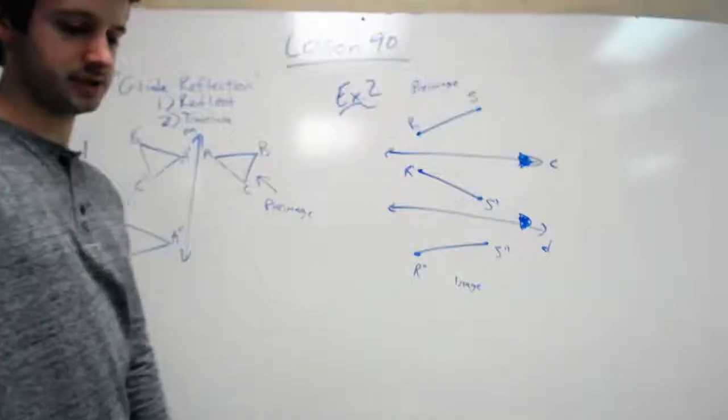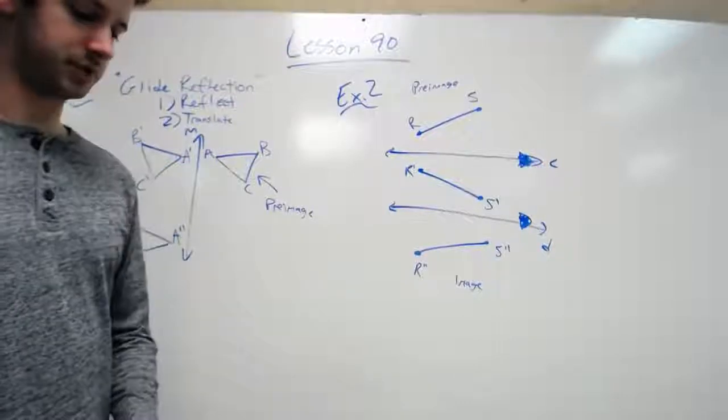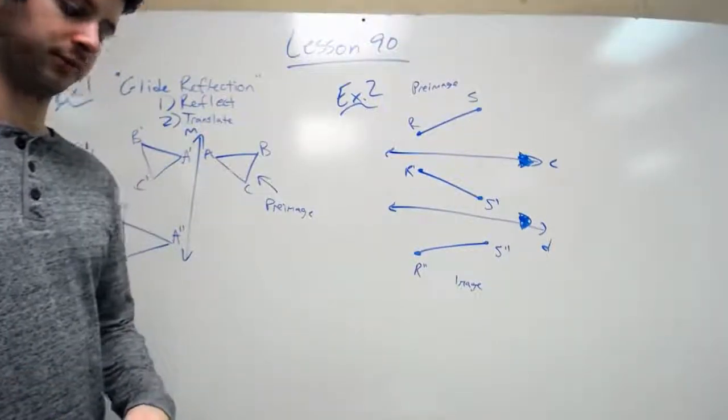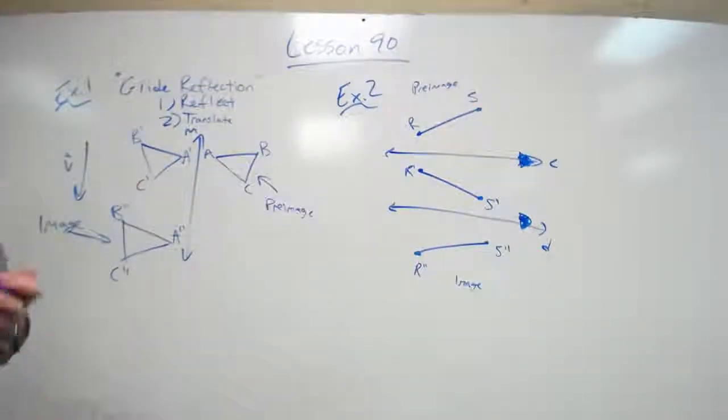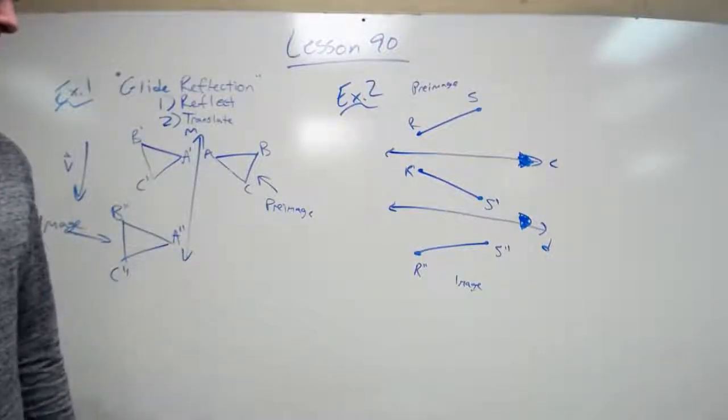And that's all example 2 is, and that's really all it's looking to do. All the other examples are just commanding you on how to reflect or rotate or translate the image. So you just follow the instructions and do a little artwork. So that's all there is to lesson 90.